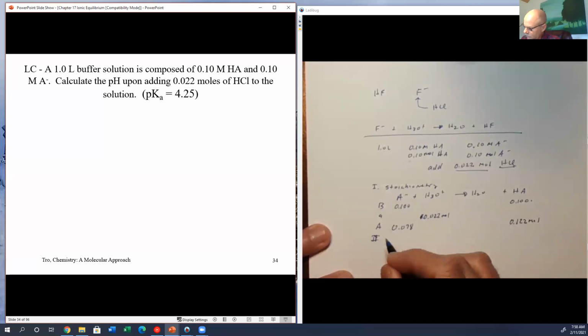So that's stoichiometry. The second part of the calculation is the equilibrium calculation. We're going to use the Henderson-Hasselbalch equation for that part.